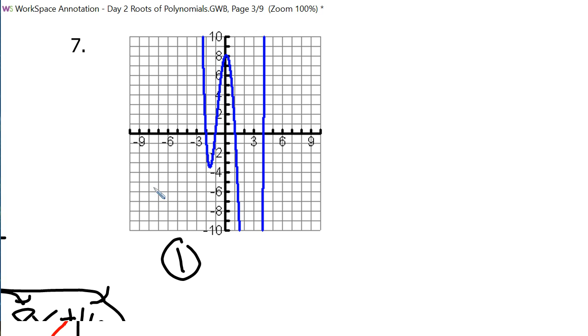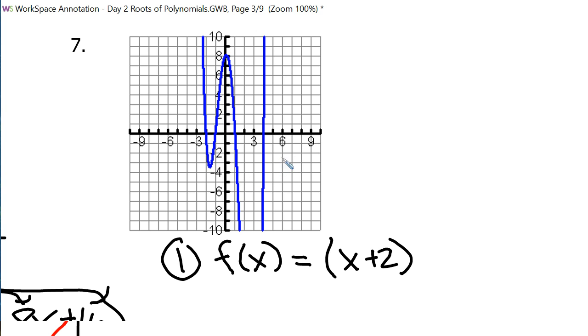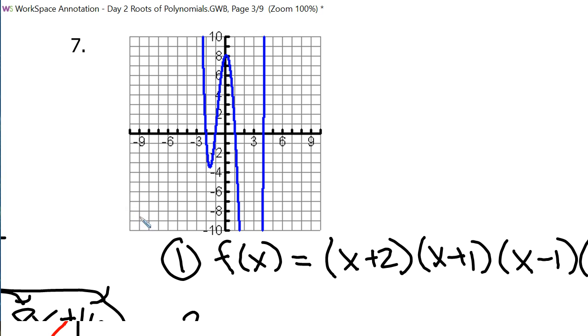Factored form, what would be the first factor? X plus 2? What would be the next factor? X plus 1. What would be the next factor? X minus 1. And what's that last factor? X minus 4. Now for polynomial form, all of those need to be multiplied.